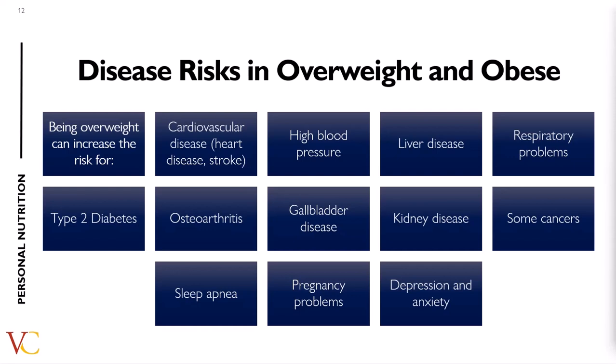The most prominent disease risk for those who are overweight or obese are heart disease, high blood pressure, type 2 diabetes, and sleep apnea. However, we also see joint problems, fatty liver disease, gallbladder disease, some types of cancer, and poor emotional health.